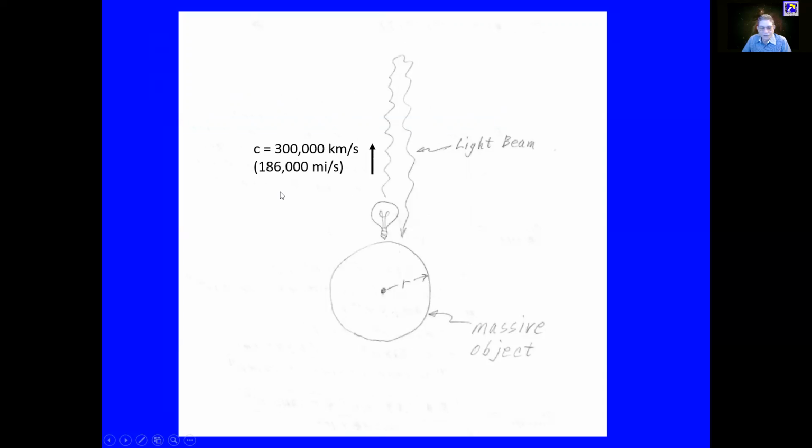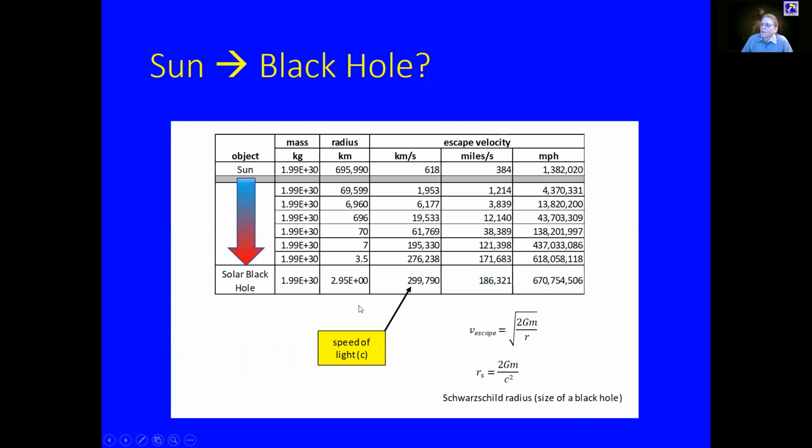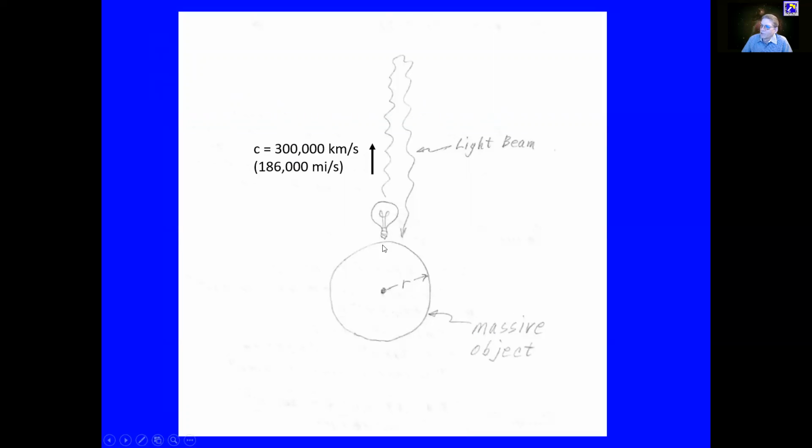We can use this escape velocity equation that we've been talking about to make that calculation. But this is our thought experiment for imagining what a black hole would be like. So in the case of a black hole, basically the velocity of light is stopped and brought back down to the surface, and the velocity corresponding to that is 186,000 miles per second.